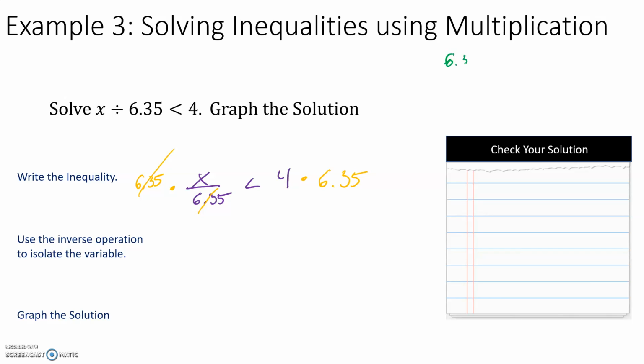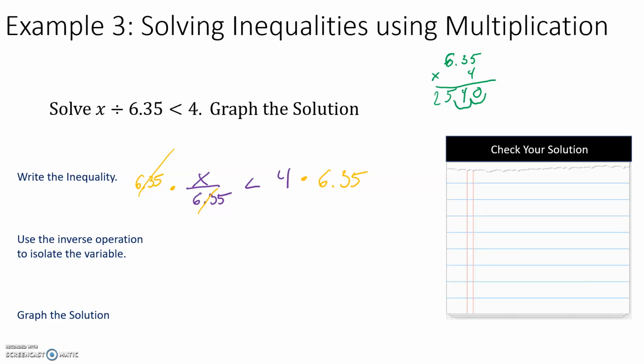So 6 and 35 hundredths times 4. All right, 4 times 5 is 20. 4 times 3 is 12, plus the 2, 14. 4 times 6 is 24, plus the 1, 25. All right, and then I count my decimal spots and move my decimal over. I only have 2 numbers to the right of a decimal, so I move it over 1, 2.